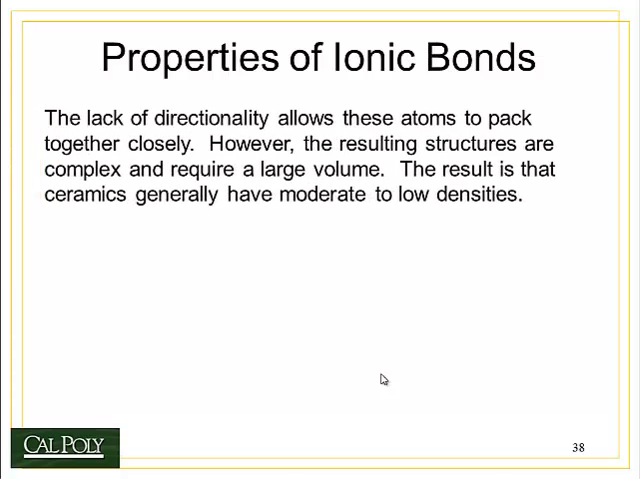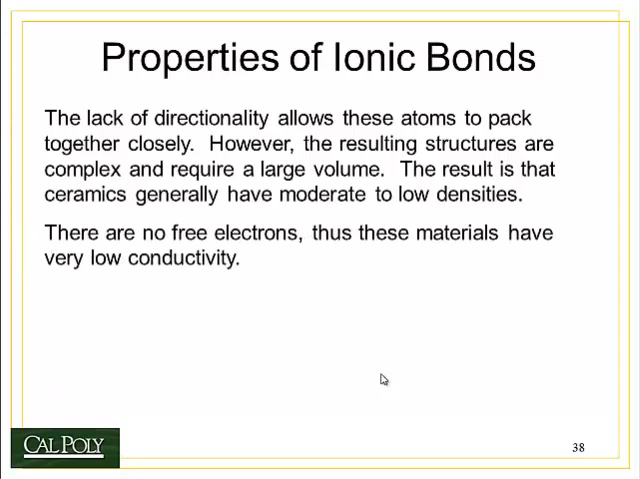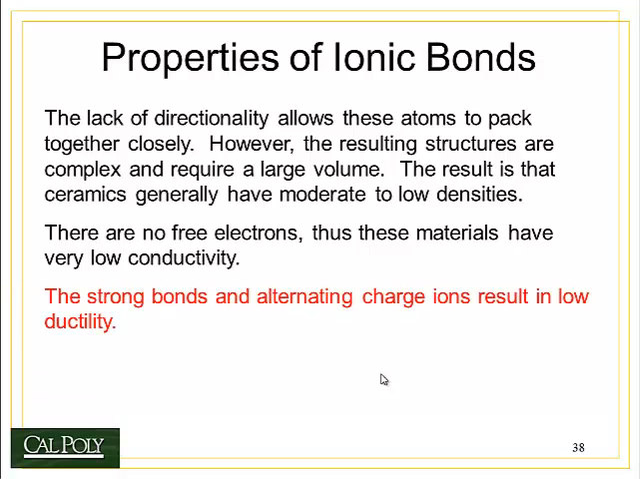What are some properties of ionic bonds? Well, first of all, they have no directionality. Because you're just combining a positive and a negative charge together, they can be oriented in any angle you want. But the structures that result from these small cations and large anions tend to be very complicated and therefore require a lot of space. So the result is that ceramics have moderate to low densities, lower than metals, but usually higher than polymers. There are no free electrons in an ionic bond.